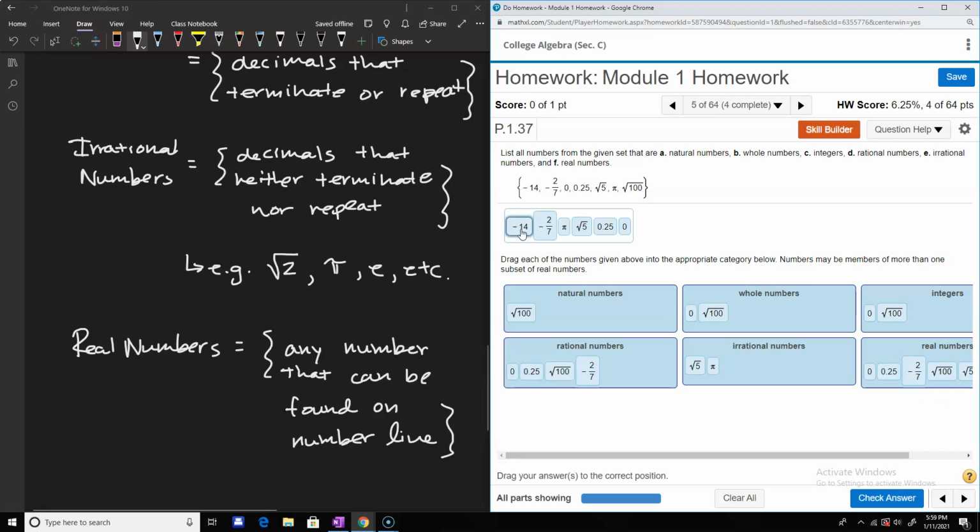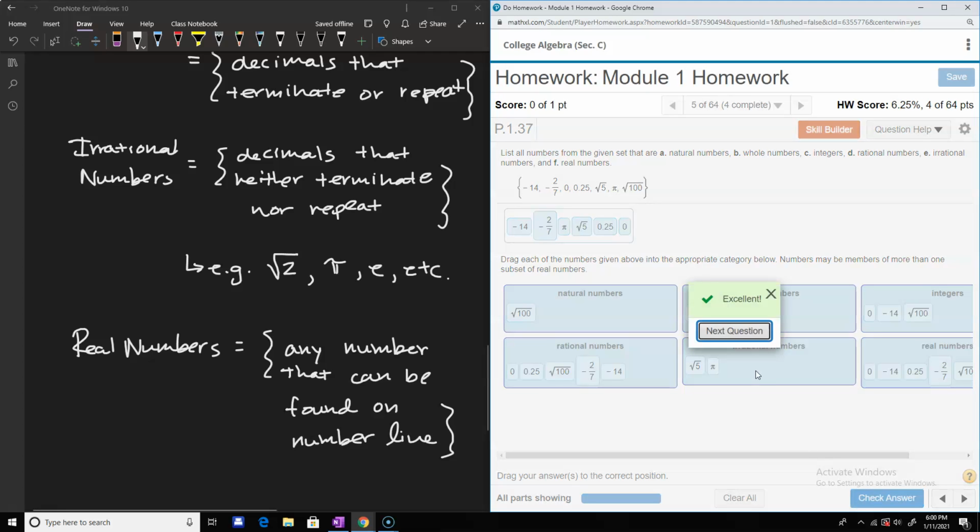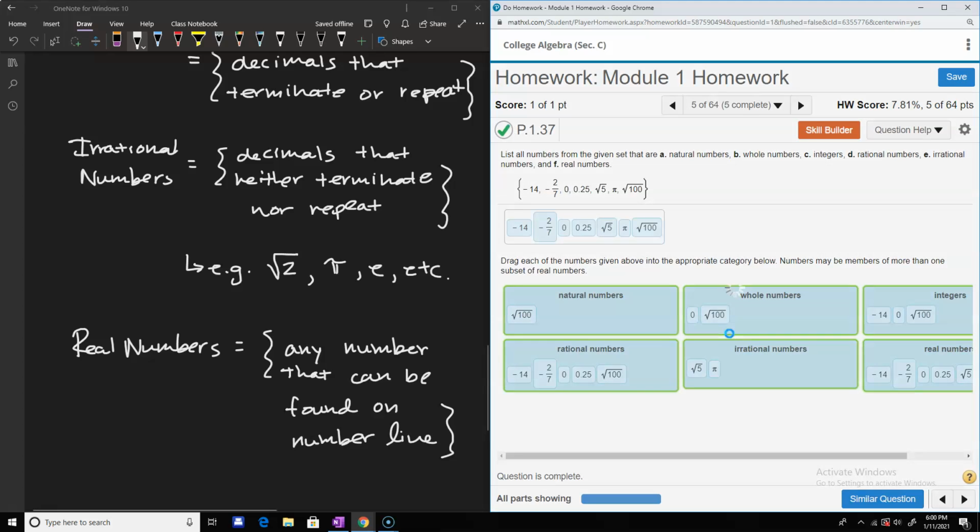Okay, and then negative 14. Negative 14 is not natural or whole because it's negative, but it is an integer. It will also be a rational, and it will be a real. And then we have classified them all. So that's it for number 5. Kind of a long question, but you just have to understand what the groups are.